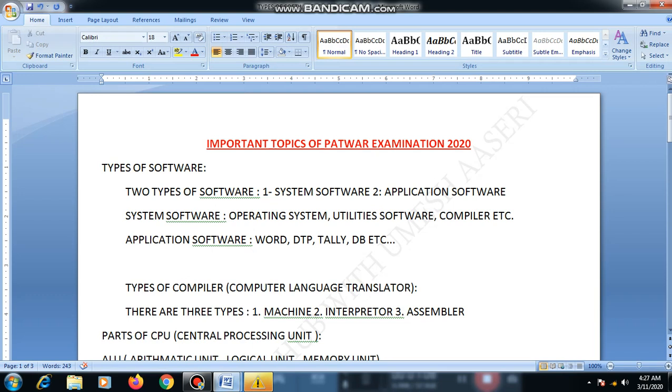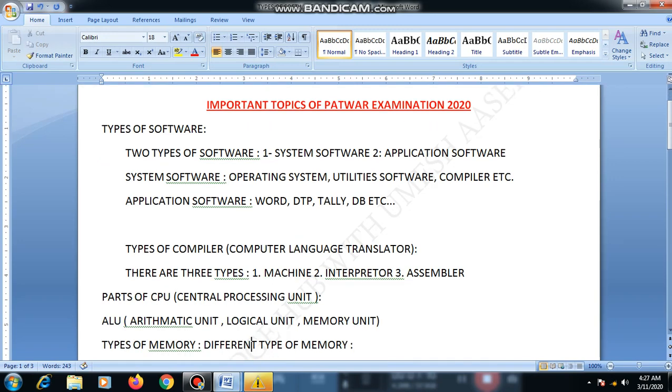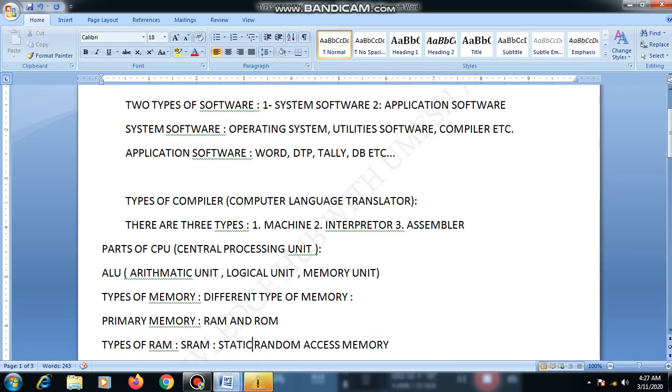Now another topic is types of compilers. We have different types of language translators in our computers. There are three types: machine language, interpreter, and assembler. Machine doesn't understand Hindi or any other language, or English. Machine understands only 0 and 1. This is binary, machine language.